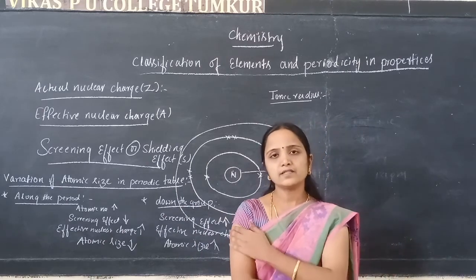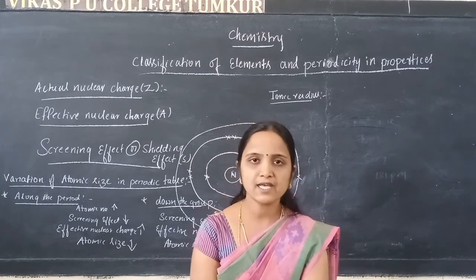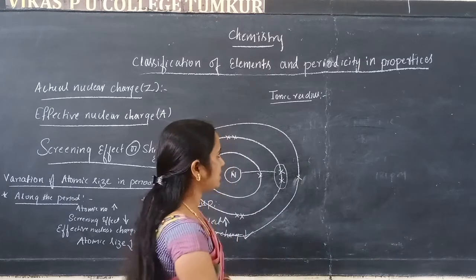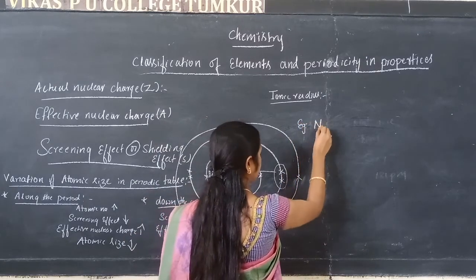The size of the cation is less than its parent atom. Suppose, for example, sodium.